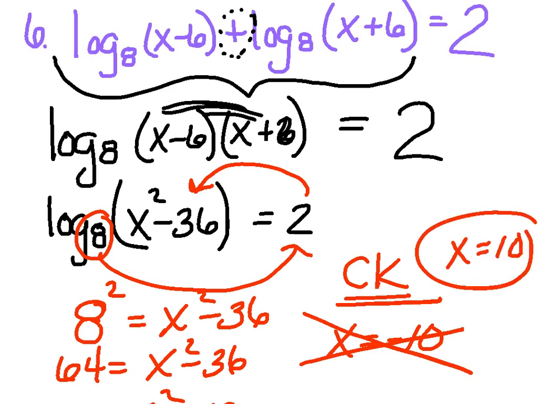I'm going to check positive 10. Okay, so I'm going to plug this into my x value here. 10 minus 6 is a 4. It's legal to take the log of 4. 10 plus 6 is 16. It's legal to take the log of a positive 16. So my only solution is going to be x equals 10.